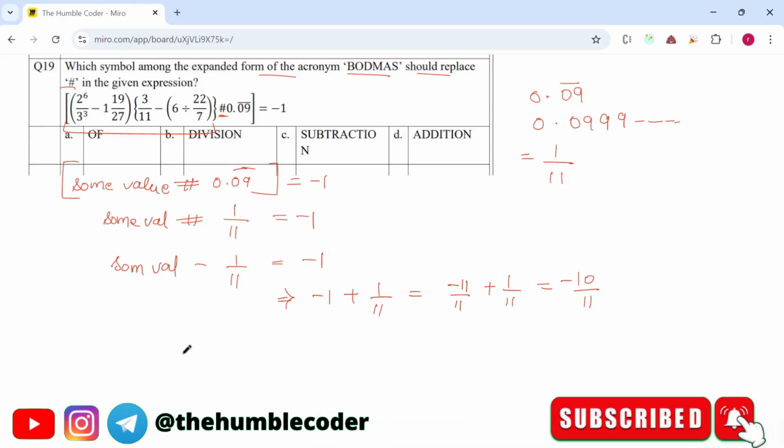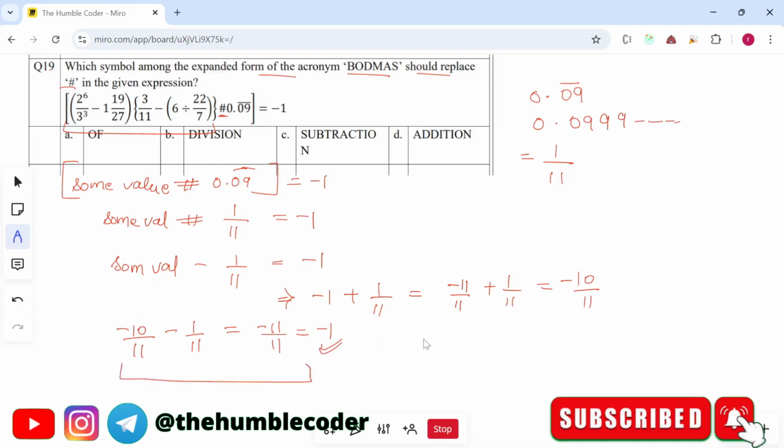Okay, now this means that the first part of the expression is -10/11, and subtracting. So let's put this value now in our equation: -10/11 minus 1/11 will be equal to -1, right? Why so? Because -10 and -1 get added, so it will be -11/11, and this is -1. So when we have found the value of some value, this equation is satisfied, which means it is correct, right? So that is why the answer in this case is subtraction only.